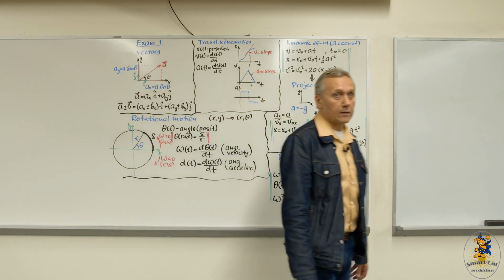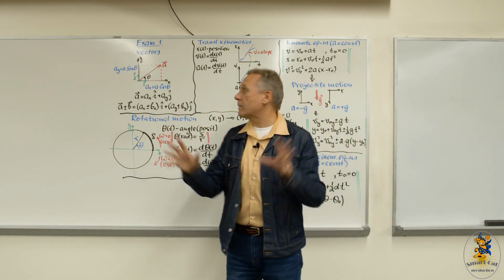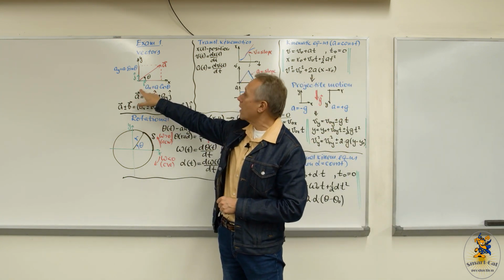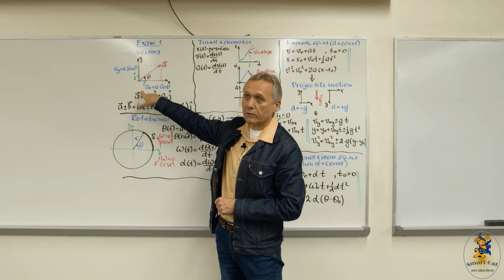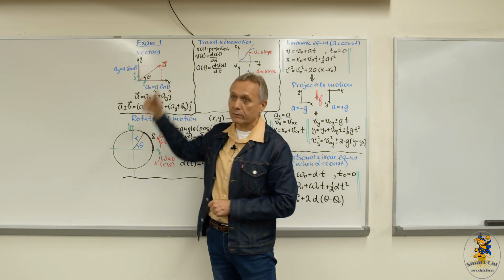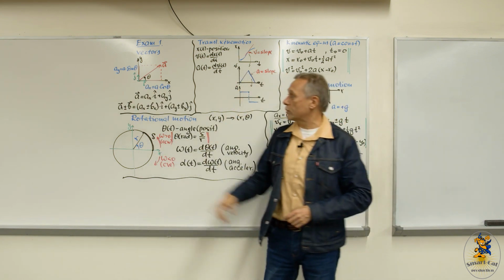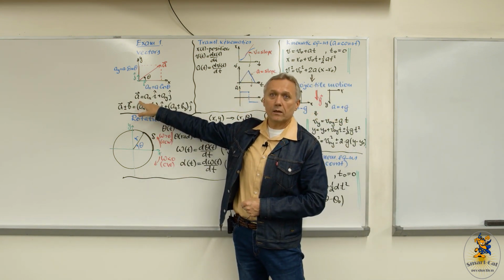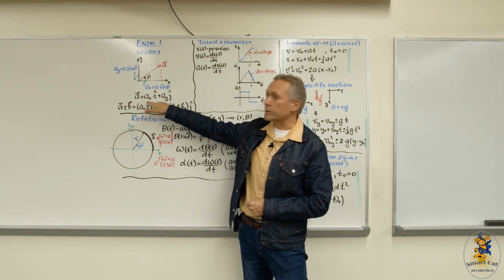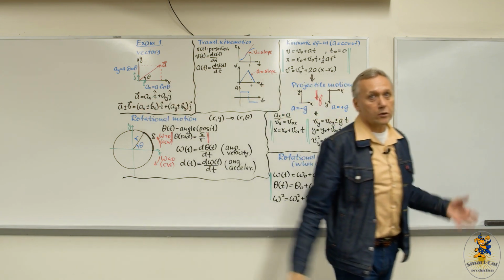Then, for the sake of convenience, in mathematics we introduce these unit vectors, i hat and j hat, the positive direction of the x-axis and the positive direction of the y-axis. And of course, using these unit vectors, we can write the vector itself nicely: A equals ax i hat plus ay j hat.